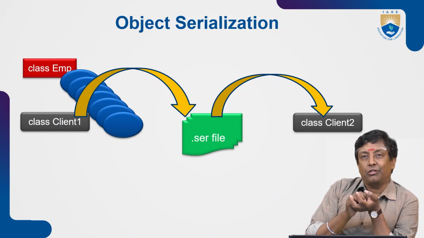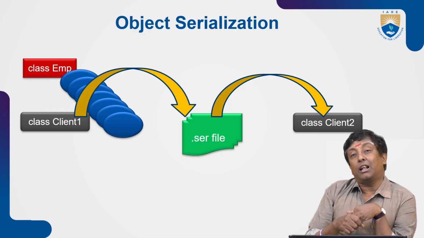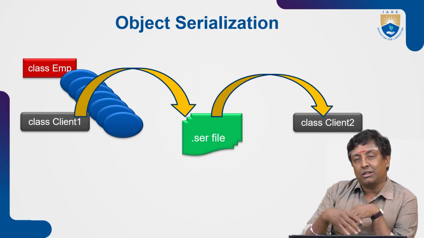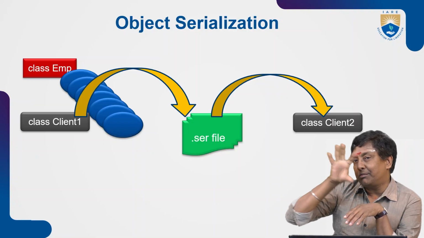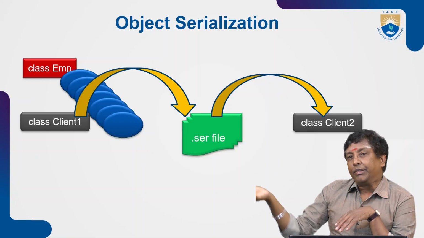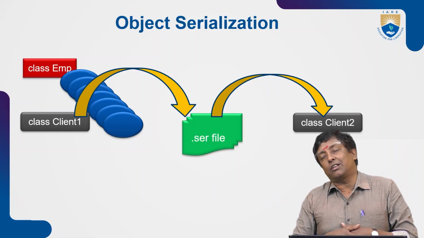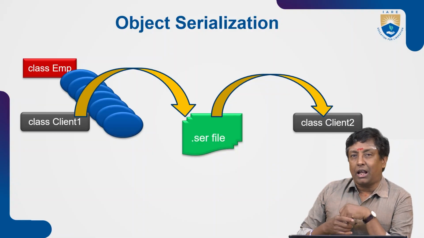Object serialization can also be used in network applications, majorly. If an object wants to transmit from one system to another system, one JVM to another JVM, it must be serialized, sent, and deserialized on the other system. But here we are not using a networking application, we are using a simple I/O stream application.